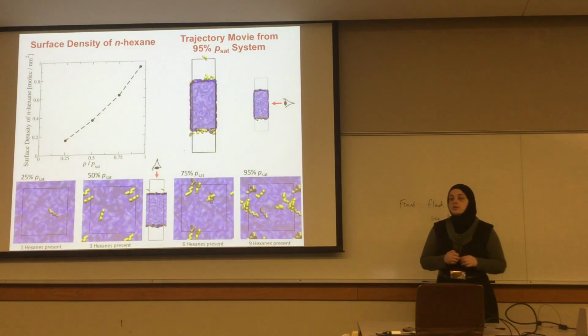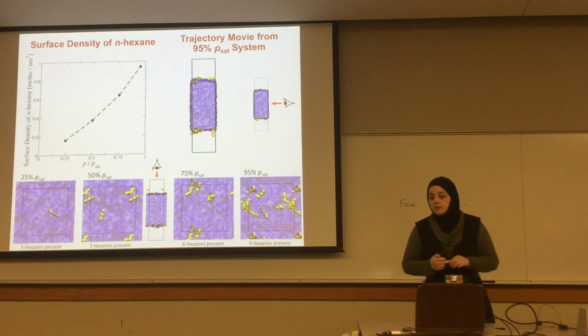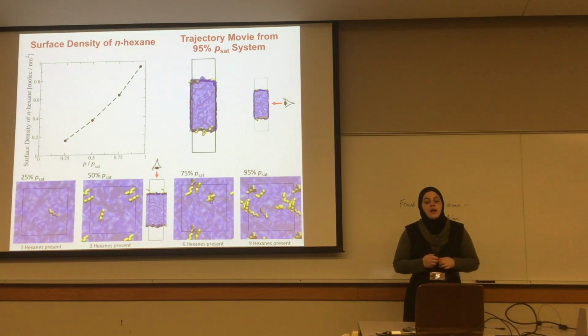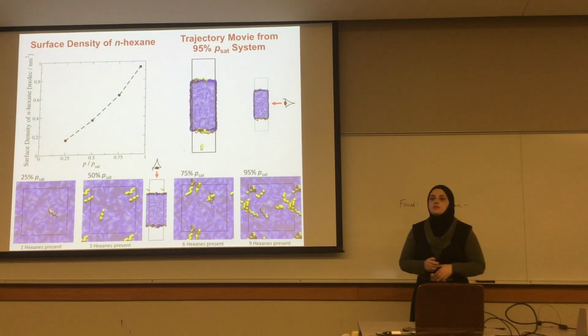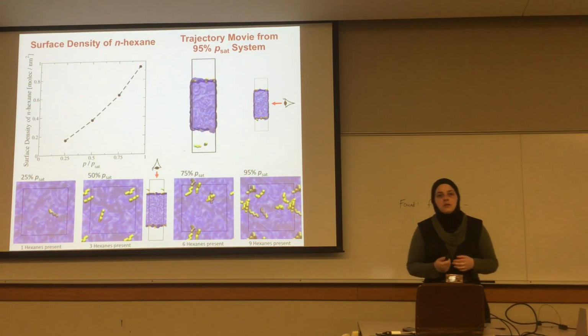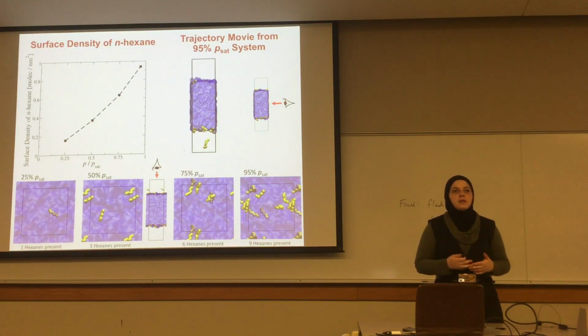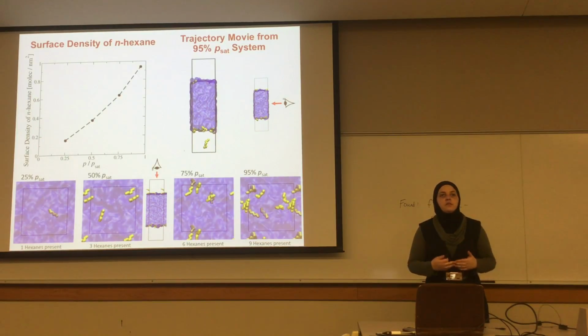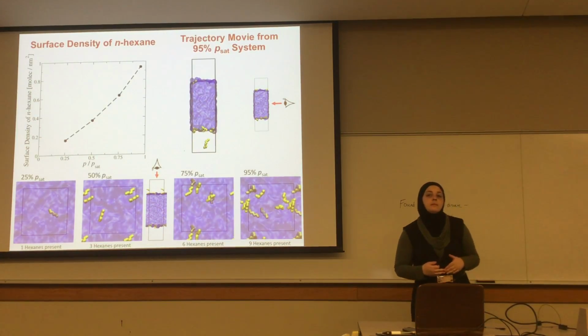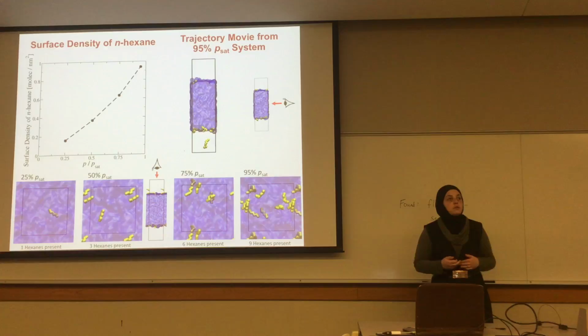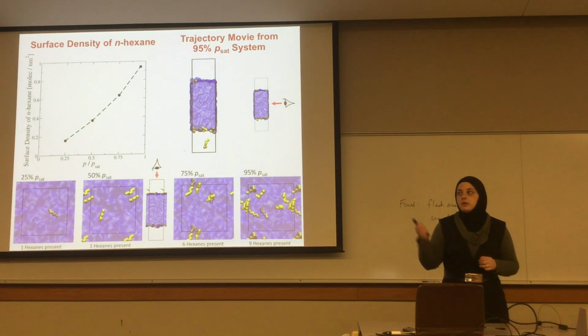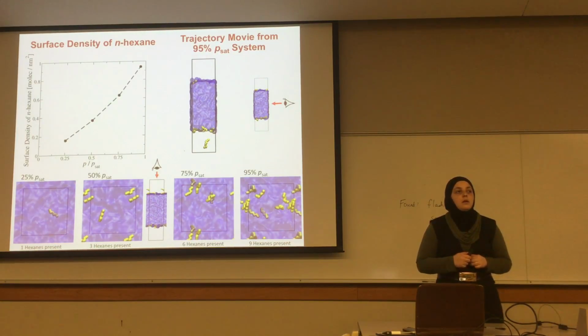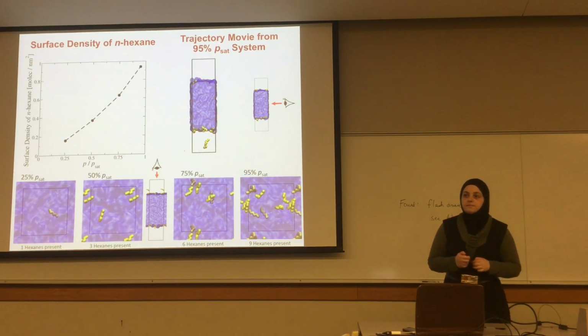Then, we also wanted to understand this a little bit more. So here, we wanted to look at how the surface density changes as partial pressure increases. We look at how many hexanes are swapping, where they are swapping, and how many are swapping onto the interface of water specifically. And here we see, again, a change of density and the number of hexanes on the surface of our water. And again, we see an increase.